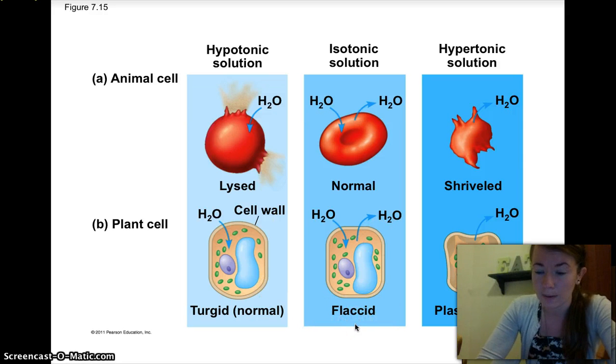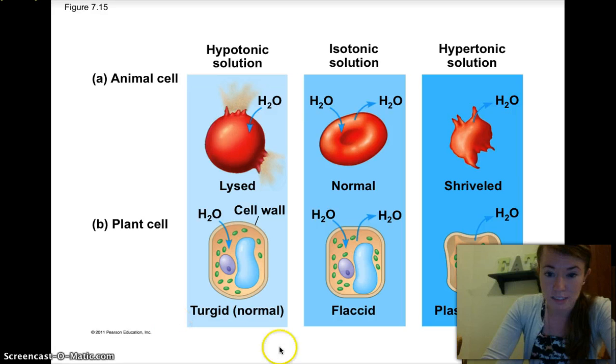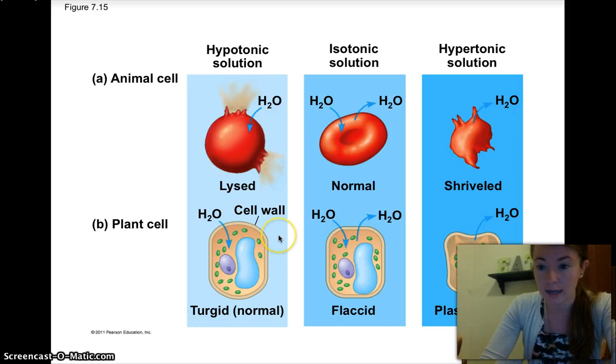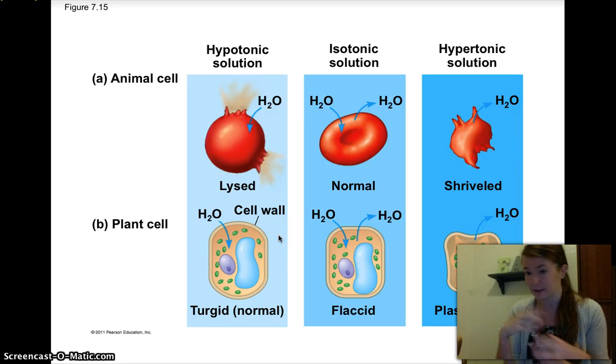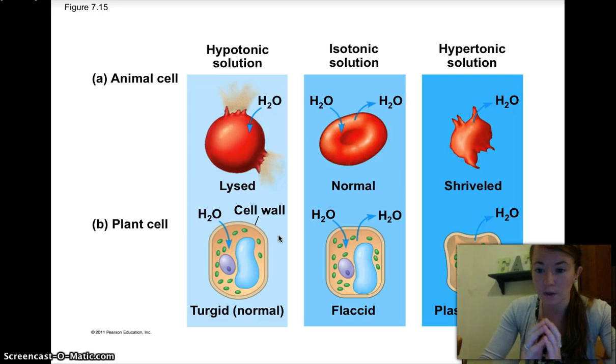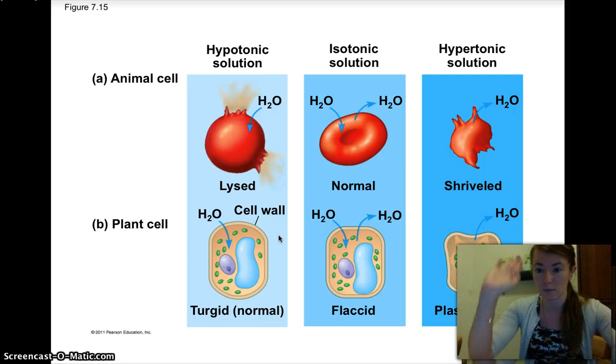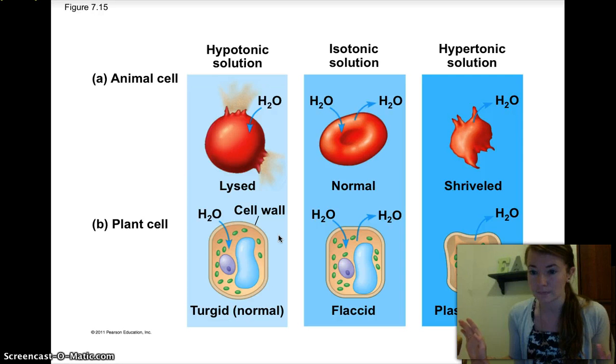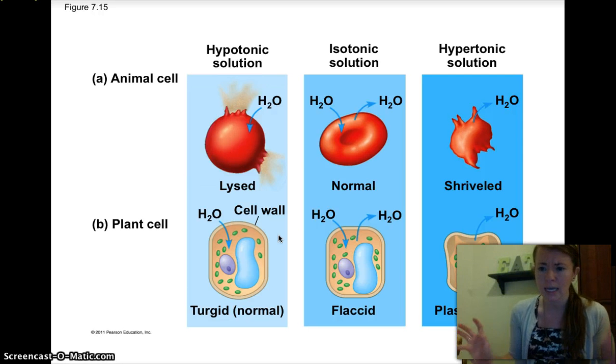That means limp. In a hypotonic solution, more water is moving in than out. The vacuole is very full, and all the water is pushing against the sides of the cell wall, and we call that turgid. It's very firm, and it's allowing the cell to stand up and be full. So that's what happens in a hypotonic solution for a cell with a wall.